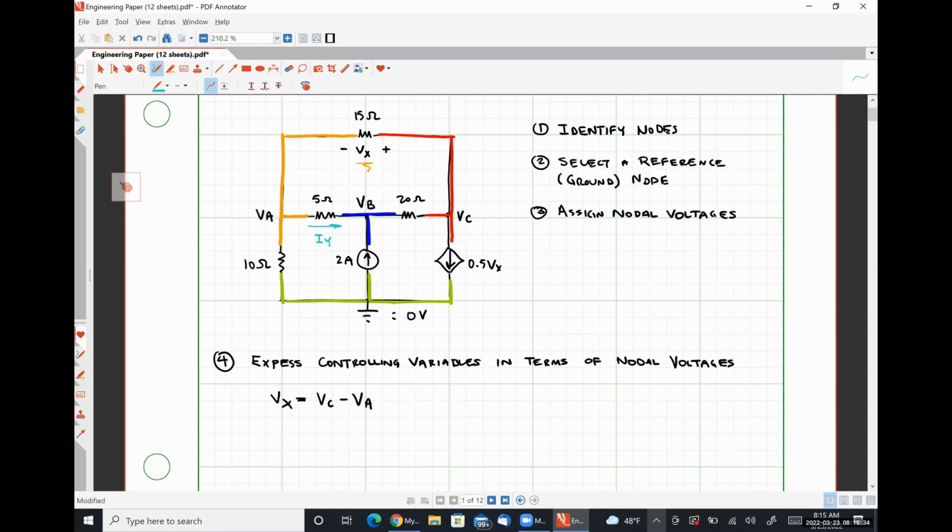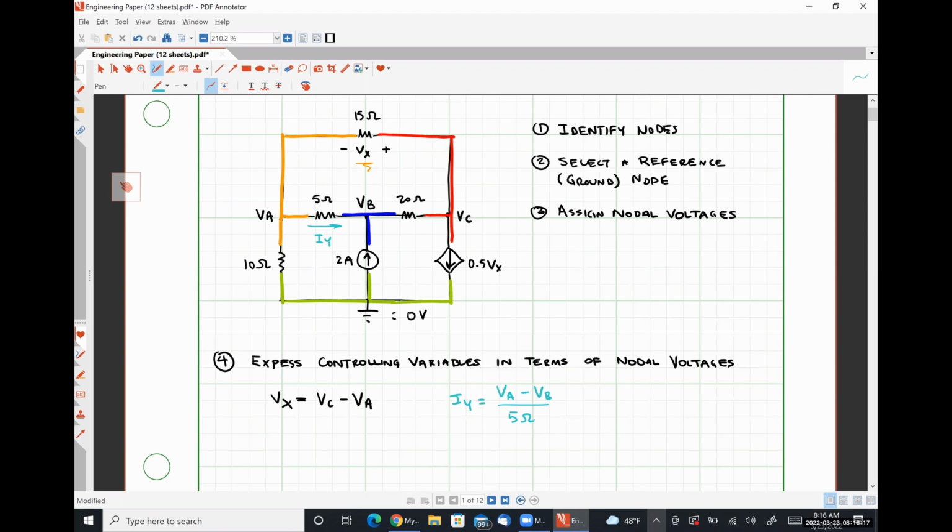Right, okay, so we're going to use Ohm's law, where we're going to take the voltage drop over the element expressed in terms of our nodal voltages and then divide it by the resistor value itself, okay? So since the current is flowing from left to right, what we would say is that IY is VA, the node the current starts at, minus VB, the node the current ends at, divided by the 5 ohm resistor the current is flowing through. Okay, that's nothing but Ohm's law there.